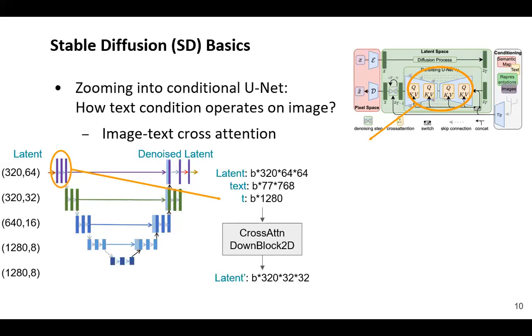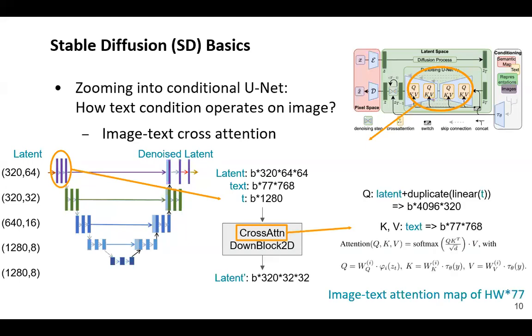Zooming into any of these specific blocks, here we show a downsampling block, which is also the same for an upsampling block. Each of these blocks takes the latent, basically the visual information, the text information, as well as t. t indicates the denoising timestep, telling the model how noisy the input latents might be, and feeds through this block to try to produce the next step of latent. Inside this block, there are mainly two operations. One is the image-text cross attention. The other is the convolutional downsampling or upsampling layer.